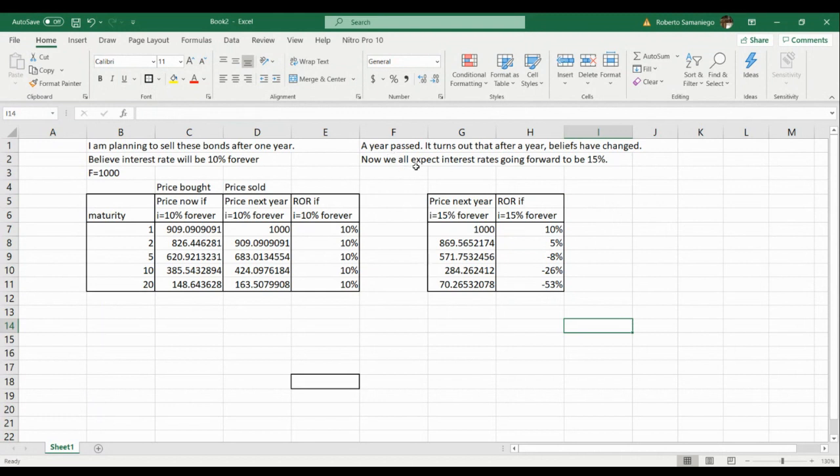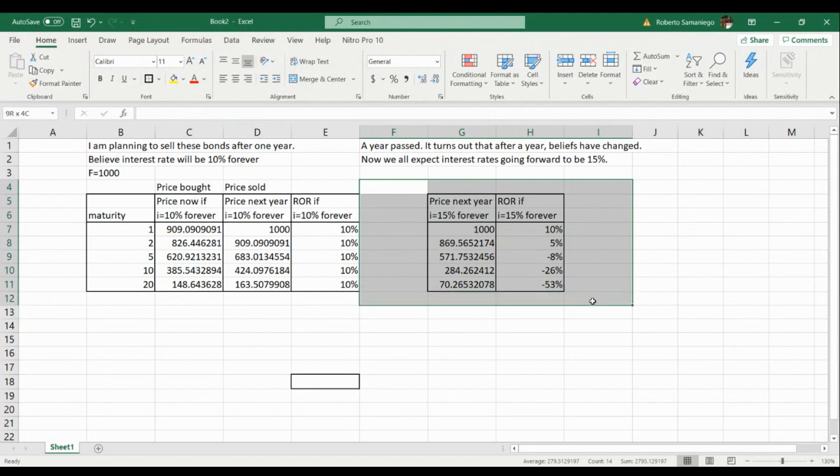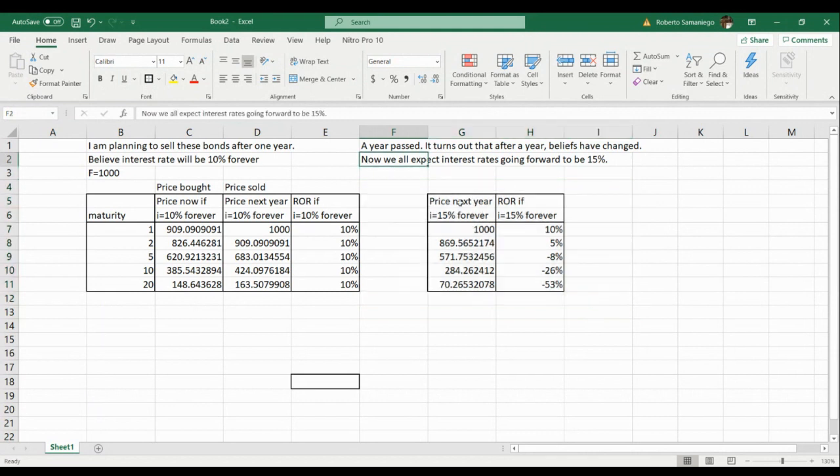Now, this is not saying that the problem is that the long-term bonds are exposed more to bad things happening. I mean, they are. But they're also more exposed to good things happening. To see that, suppose that a year passed, when we bought the bonds, we thought interest rates would be 10% forever.